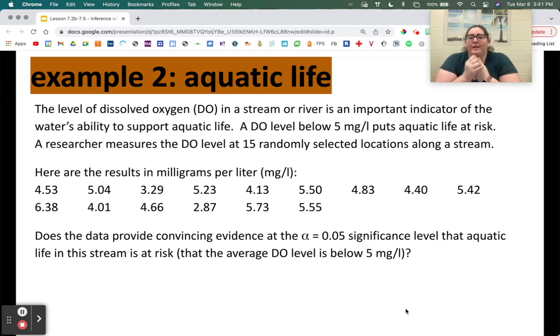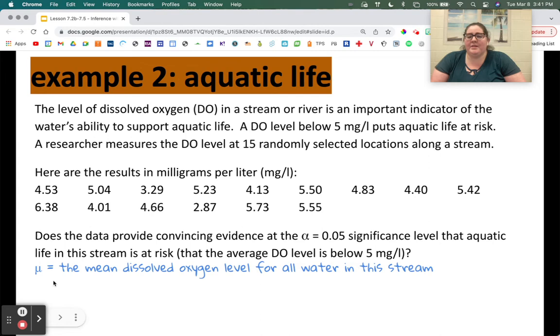So this one's talking about the level of dissolved oxygen in a stream or river. We want evidence that the average level of oxygen for like the entire river or the entire stream is at risk, which would basically mean it's below 5 milligrams per liter, I think. So we've got all these numbers, and that is our sample. And then we're going to do a hypothesis test. This would be a one sample t-test.